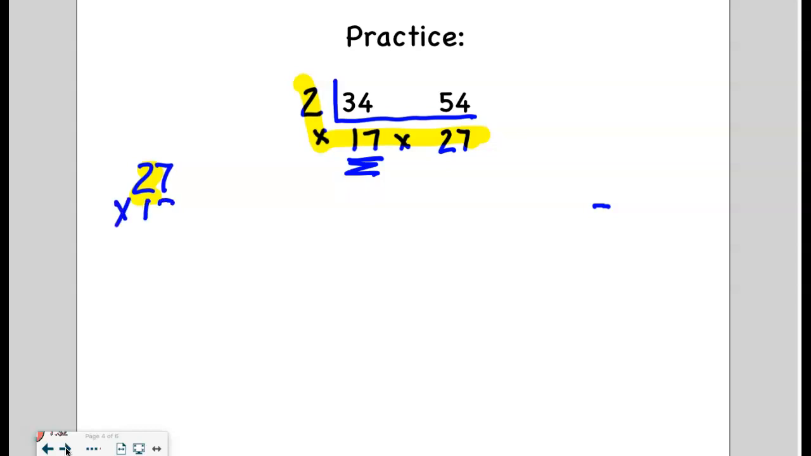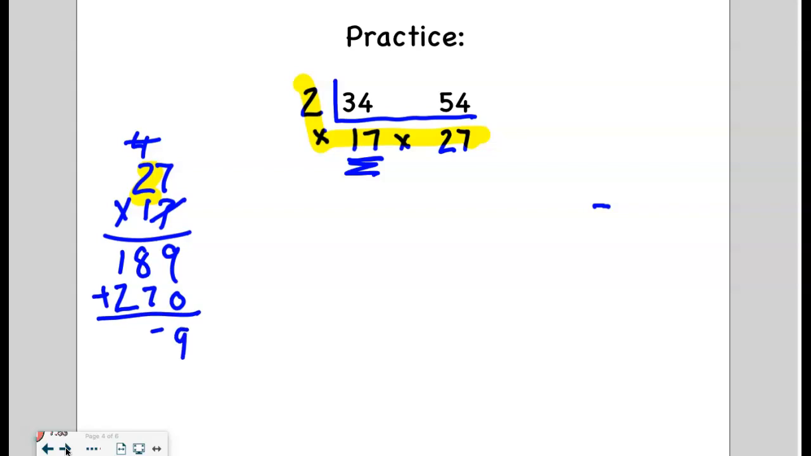times 17. So we have 7 times 7 is 49. 7 times 2 is 14. Plus 4 is 18. Cross it out, drop down. 1 times 7 is 7. 1 times 2 is 2. So we have 9, 15, and 4. So we get 459. But we're not done yet because we still have that 2.